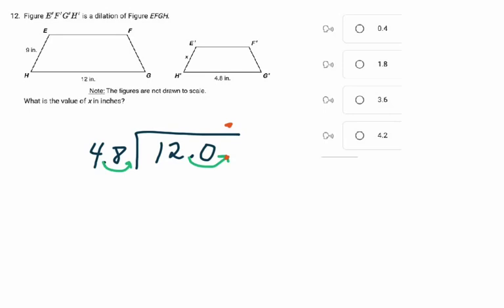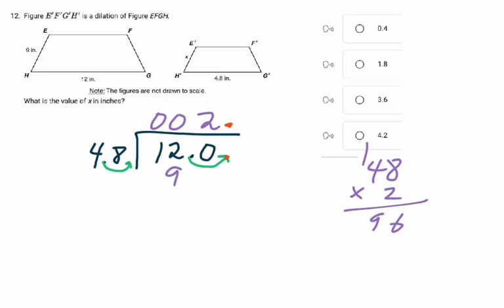So 48. 48 does not go into 1. 48 goes into 12? No, it does not. But 48 does go into 120. How many times? I think it's around 2. Let's try it. What's 48 times 2? Off the top of my head, I think it's 96. Am I right about that, everybody? 8 times 2 is 16, 8, 9. I'm right. Cool. All right, so I'm going to switch to, I'll keep it purple, 96, and let's do some subtraction.